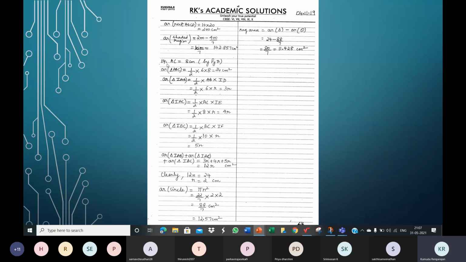I hope we understood, children. So like this it is. So the required area is 80 by 7 centimeters square or 11.428. Area of triangle minus area of circle. We have to find the area of the triangle outside the circle. So triangle minus circle.